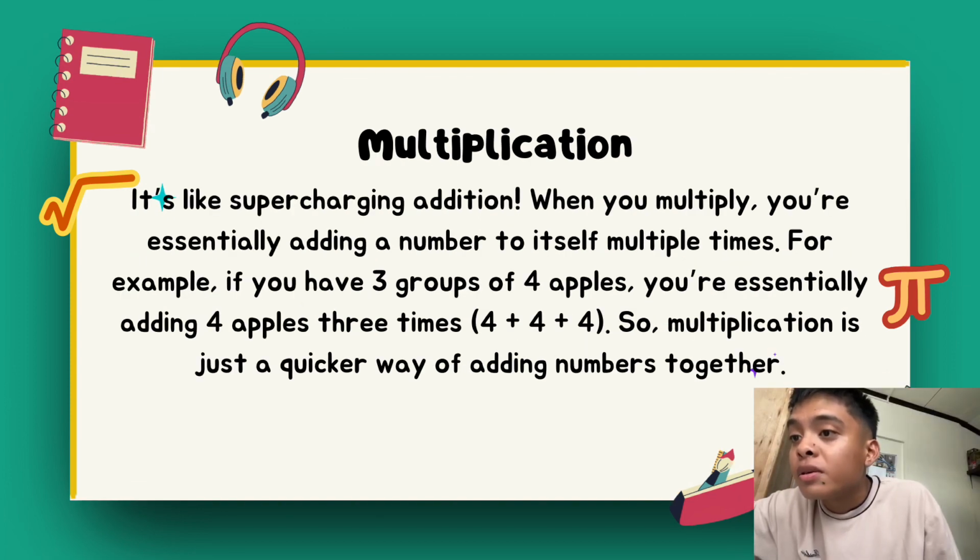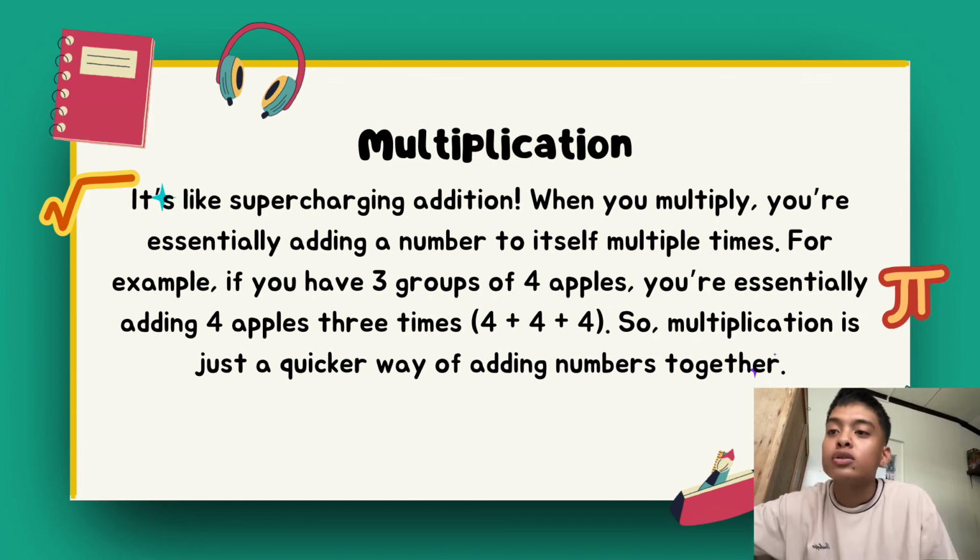Multiplication. It's like supercharging addition. When you multiply, you're essentially adding a number to itself multiple times. For example, if you have 3 groups of 4 apples, you're essentially adding 4 apples 3 times. 4 plus 4 plus 4. So multiplication is just a quicker way of adding numbers together.